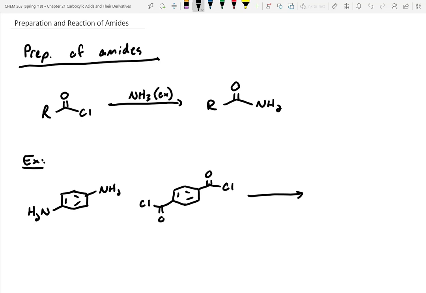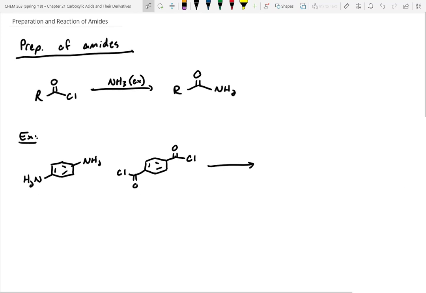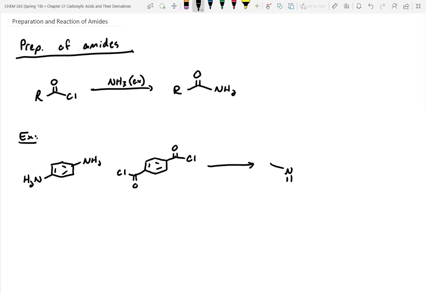And what do you think happens if you react these two together? You're going to make an amide. But what type? Think it's going to stop after one unit clicking together? Oh, you got two sticky ends. So in reality, what this will do is form a big long polymer. One of my favorite polymers.